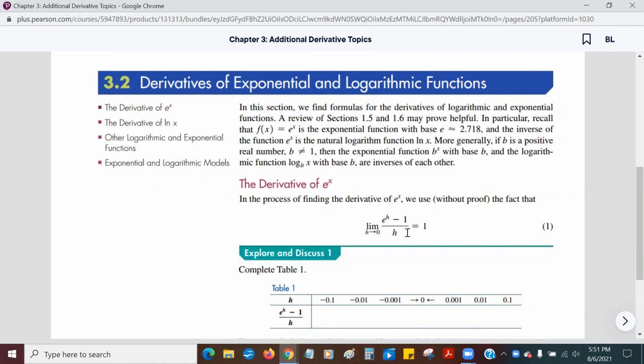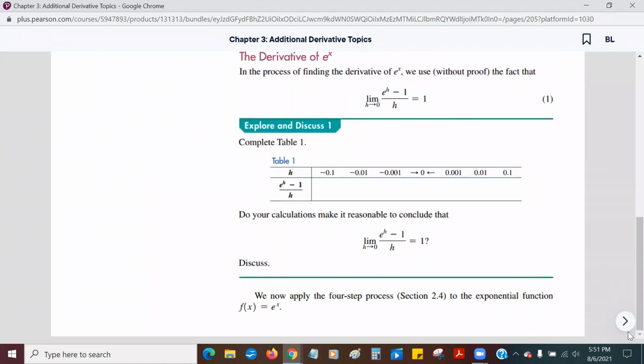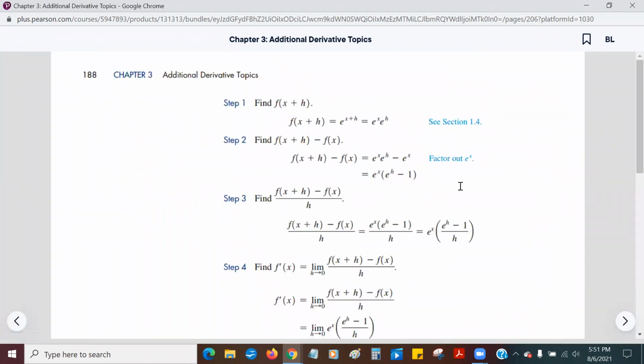For example, I'm going to start with the limit as h goes to 0 of e to the h minus 1 over h is equal to 1. I'm not going to prove that in this class, but that's the fact. Now, once we know this, we're going to take the derivative of y equals e to the x.